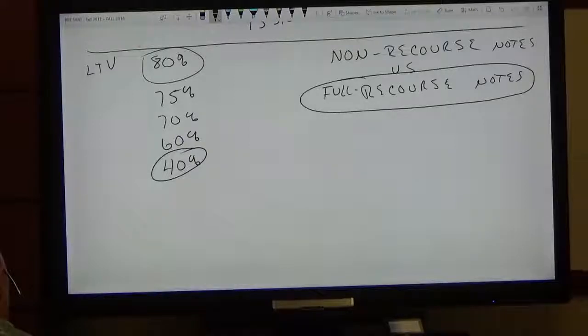Okay, but the reason the lender's doing it is because they're scared to death that the market is so bad that if something does go horribly wrong, they don't want to be the ones left holding the bag, an empty bag with no money in it. Okay, make sense?